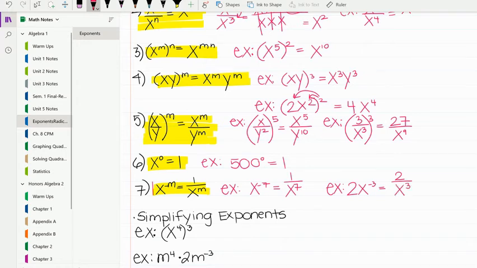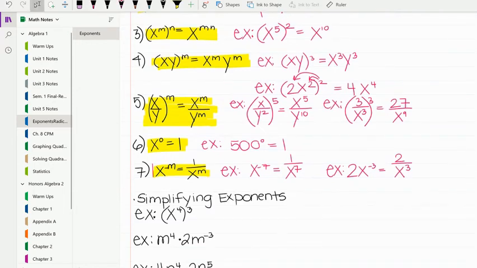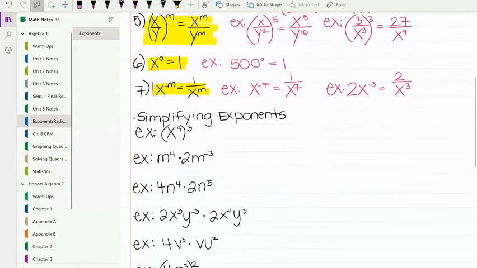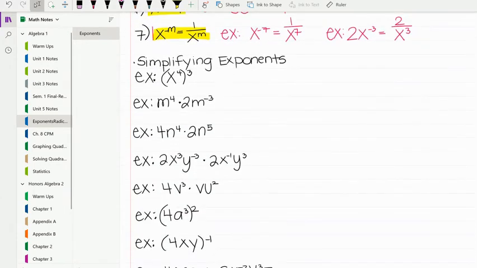Okay, so our next thing we're going to be doing is just kind of combining all of the properties. So I have quite a few examples here, and we're just combining all of the properties together. So it's just practicing. So our first one, and this should actually be a negative 3. So our first one, we have an exponent or a variable with an exponent raised to an exponent.